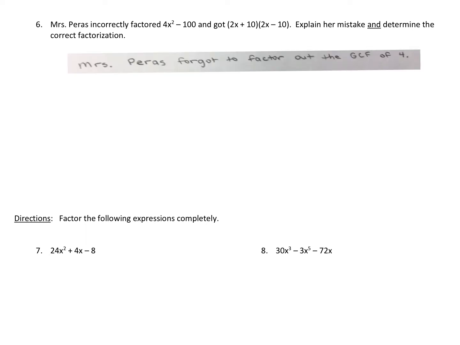Okay, so since it says to explain, that means words, right? You got to put it in words. This right here is the explanation. Now, in addition to that, it says, and determine the correct factorization. Okay, so what she should have done first is, since both of these numbers are divisible by 4, she could have factored out a 4. And when you do, it leaves you with x squared minus, well, 100 divided by 4 is 25.